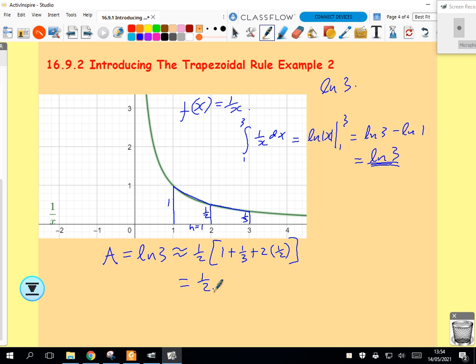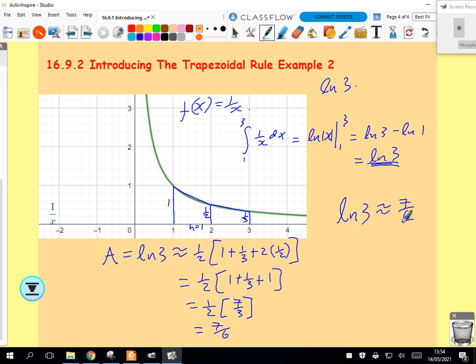So I'm going to get a half times 1 plus a third, plus 2 halves, well, that's another 1. 1 and 1 is 2, 2 plus a third. So I'm going to get a half times 7 thirds, which is equal to 7 over 6. Okay, so what we're saying is, I can say the natural log of 3 is not exactly 7 over 6, but it's not a million miles away.